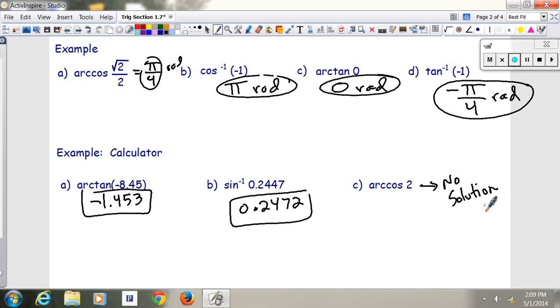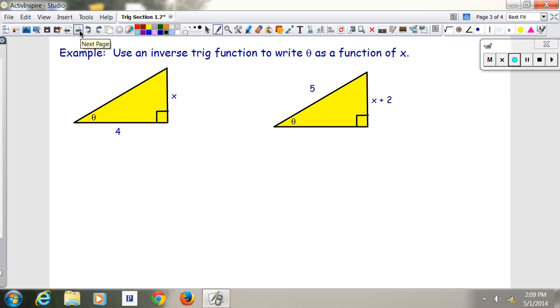Okay, so you've got 2 triangles, and you've got an angle theta right here. And all it says is use an inverse trig function to write it as a function of x. Doesn't mean solve it. Just give me an expression that I would plug into my calculator if I knew what x was. Since it's theta, I know that my answer is probably going to be in radians, because if it was x or y, we would probably have degrees. Theta is usually going to be a radian measure.